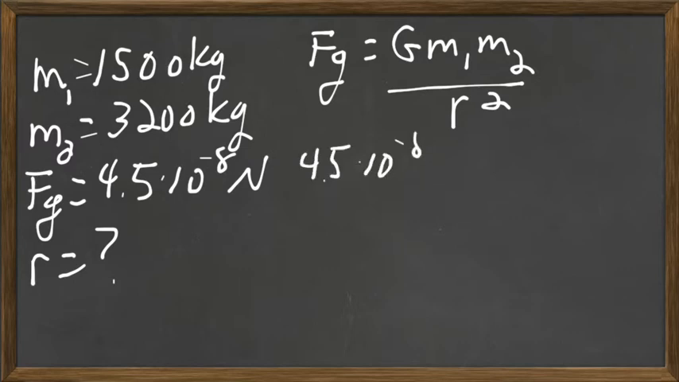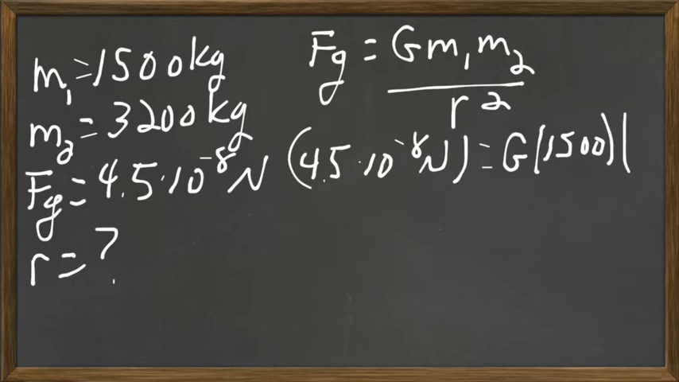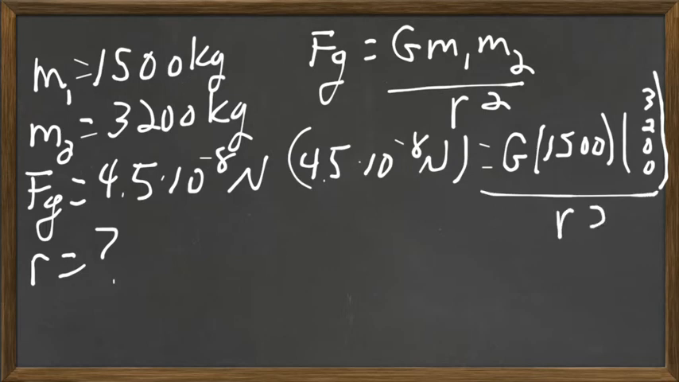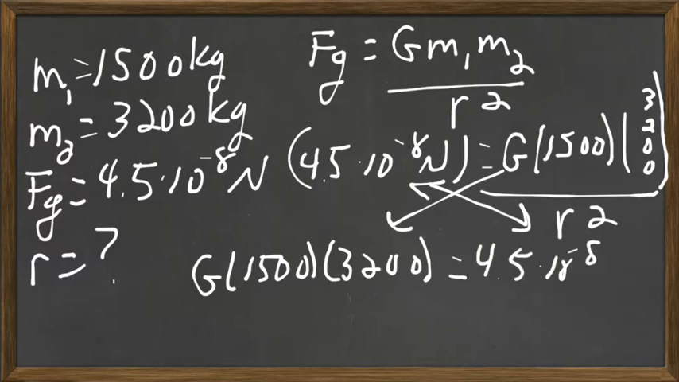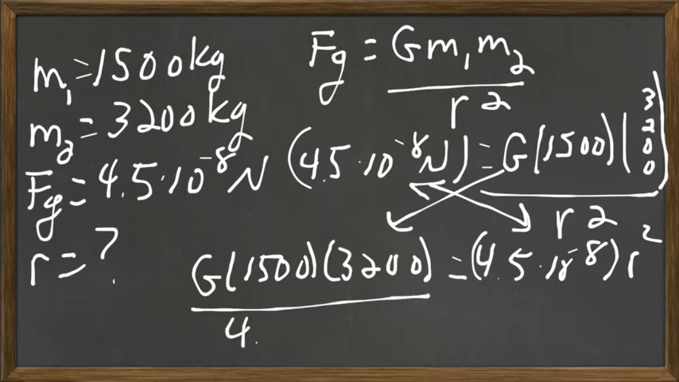4.5 times 10 to the minus 8 newtons equals my value for big G, which I'm not going to write out right now for you. I just did. 1,500 and 3,200. Looks like I'm running out of room everywhere. So I'm going to go vertically, just because I'm a rebel. Divided by r squared. To solve this problem, I would cross multiply. So I have G times 1,500 times 3,200 is 4.5 times 10 to the minus 8th newtons times r squared. Divide both sides by r squared, divide both sides by 4.5 times 10 to the minus 8, which would cancel him over on this side.